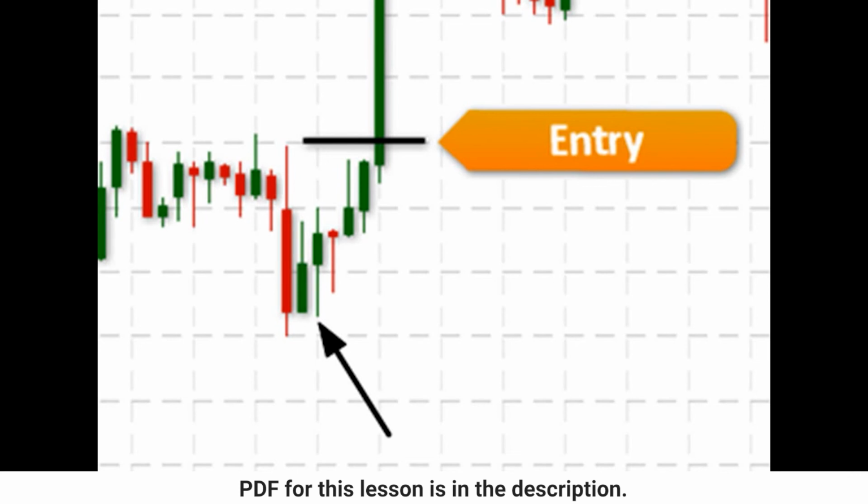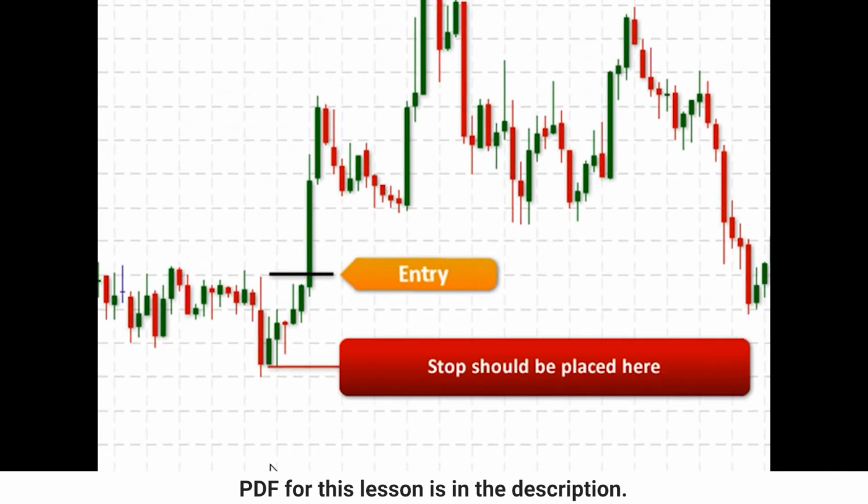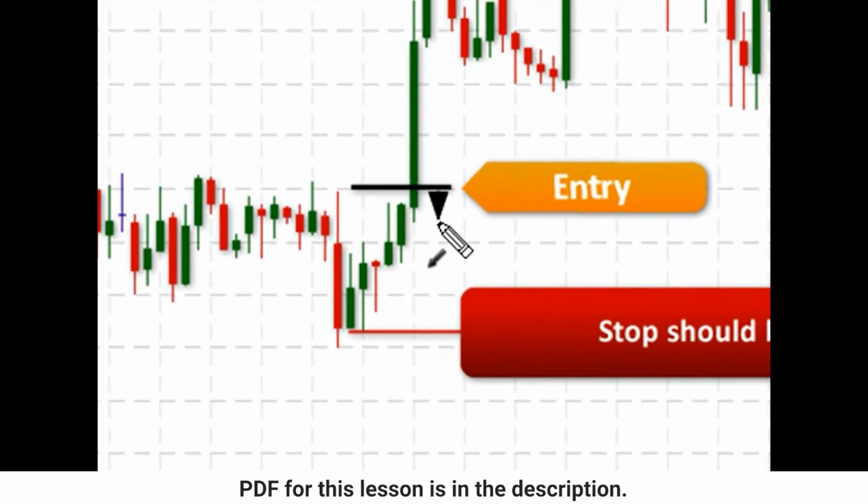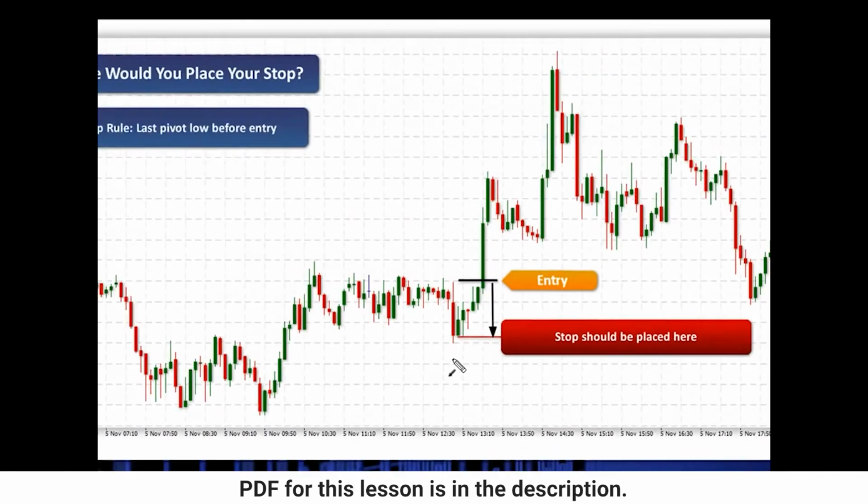And therefore, we would want to place our stop here. So what we're saying here is, if price had come down to this point right here, we would want to sell our position and get out of the market at that point.